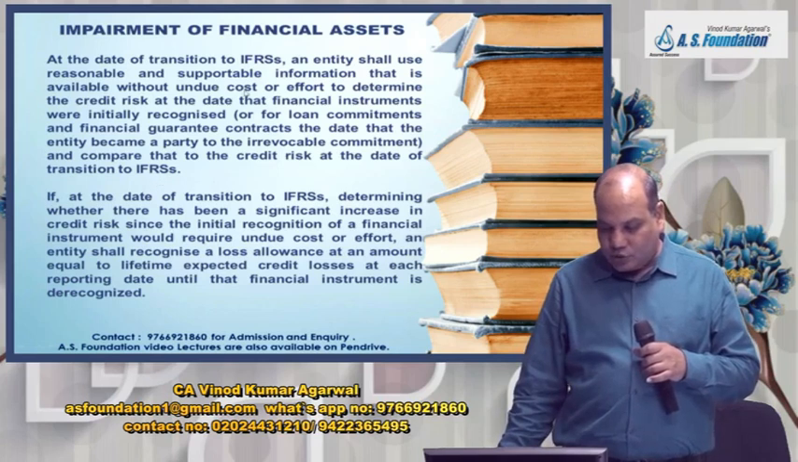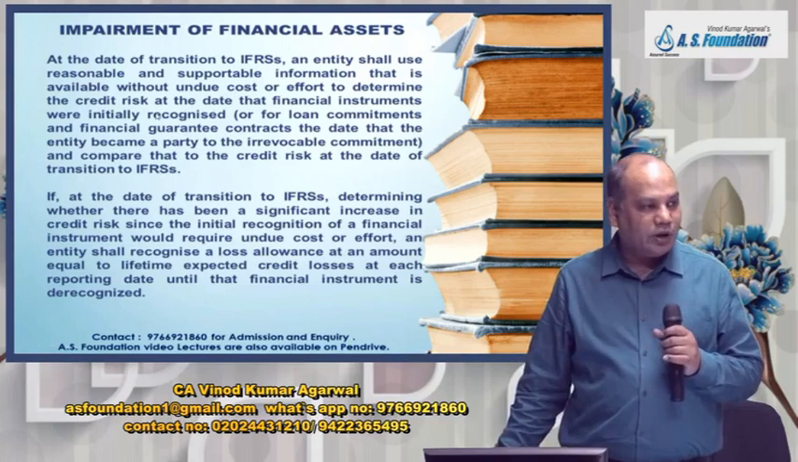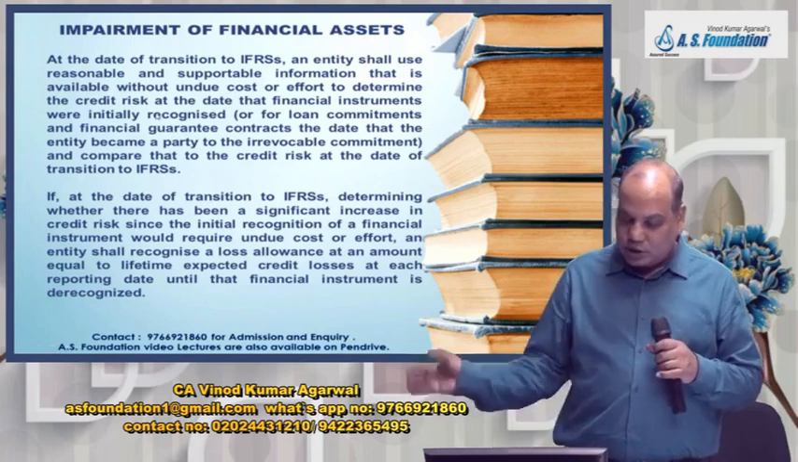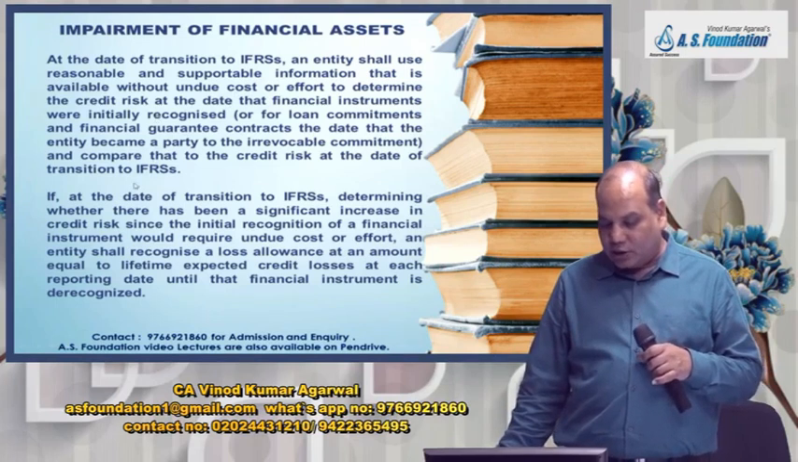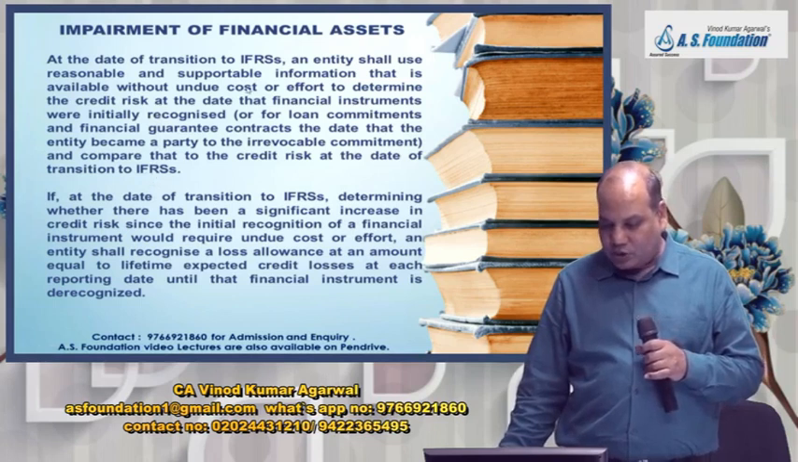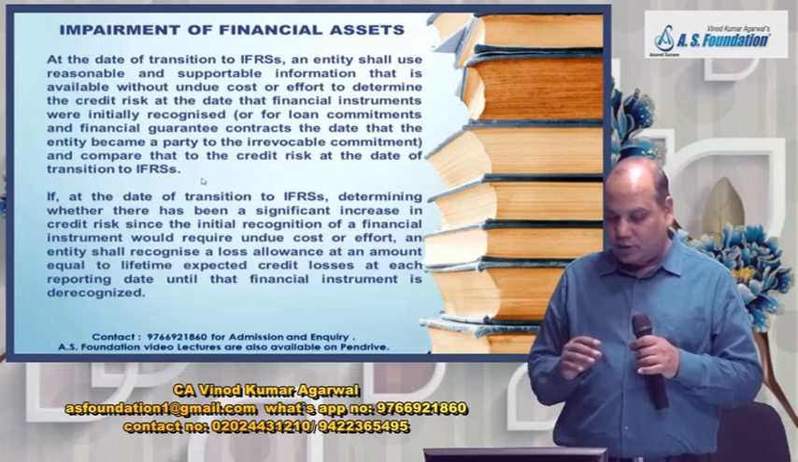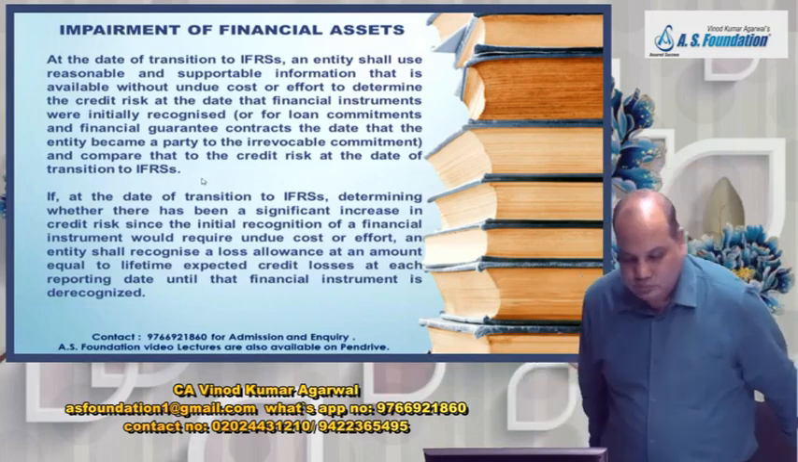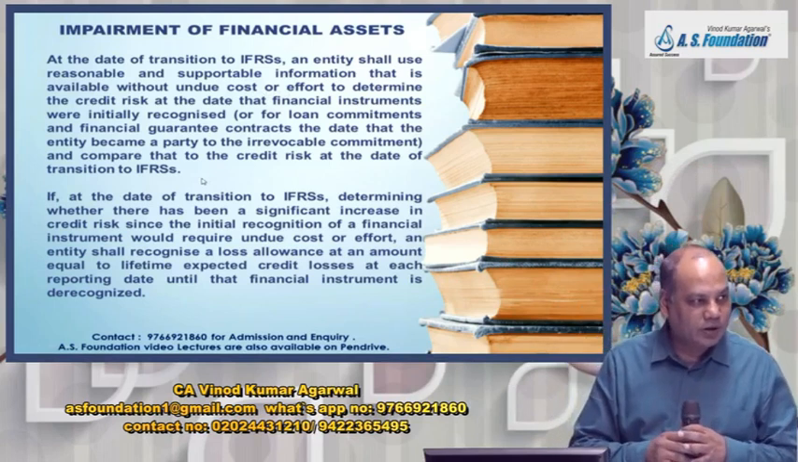So first you have to see what is the credit risk on the date the instrument was initially recognized. Initially recognized means earlier. And you check the credit risk at the date of transition to IFRS. But subject to such information being available without undue cost or effort. If a financial asset was acquired 10-15 years ago, then getting its credit risk at that point of time may be difficult.